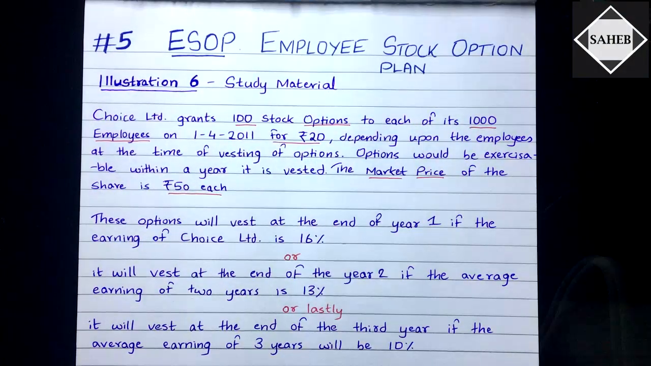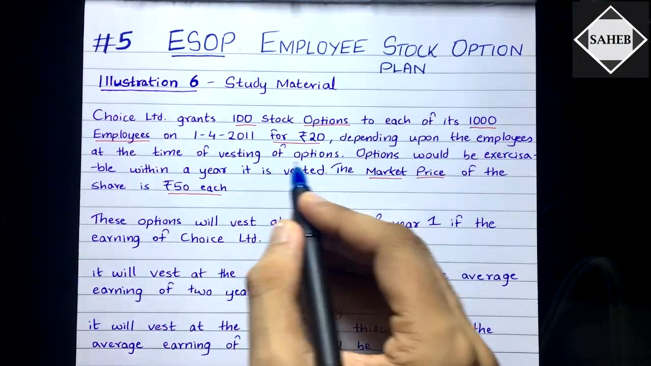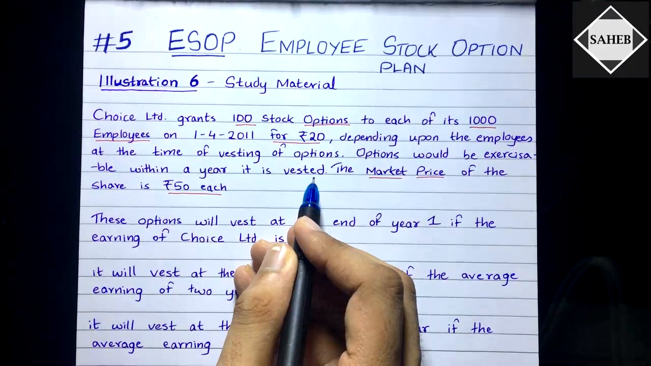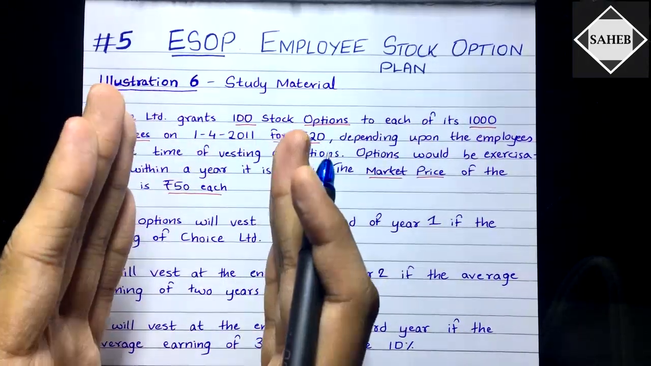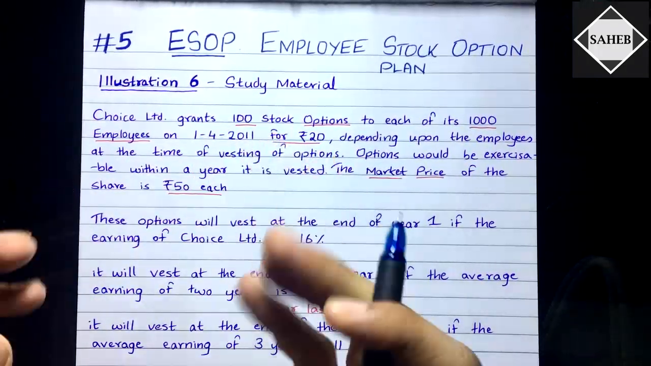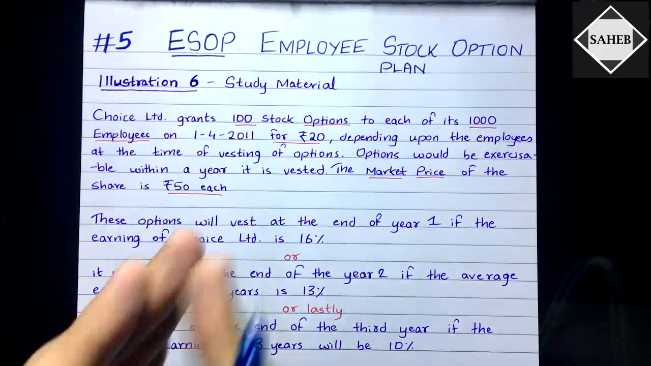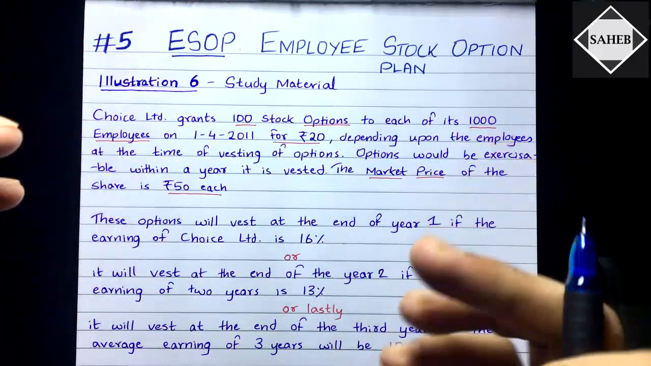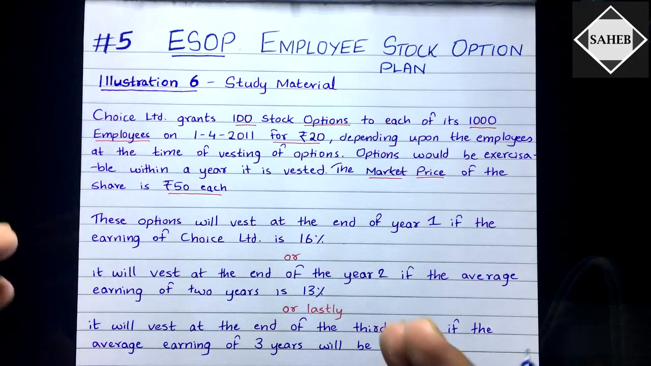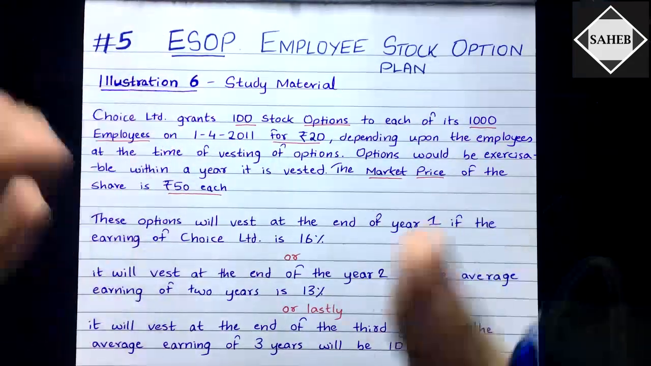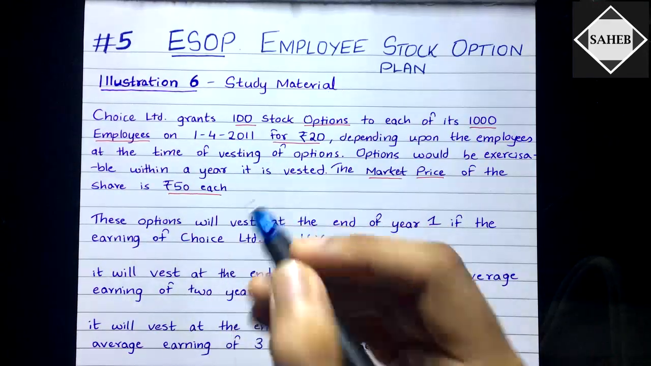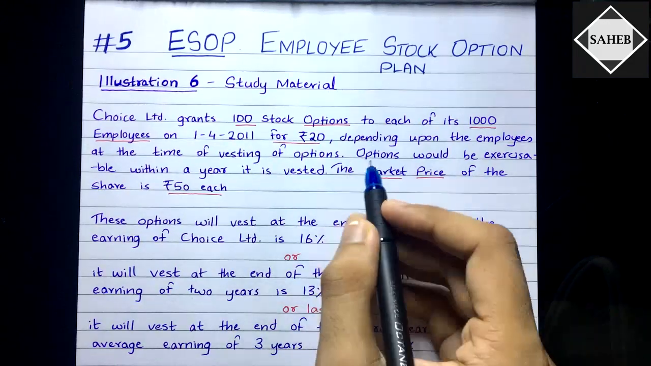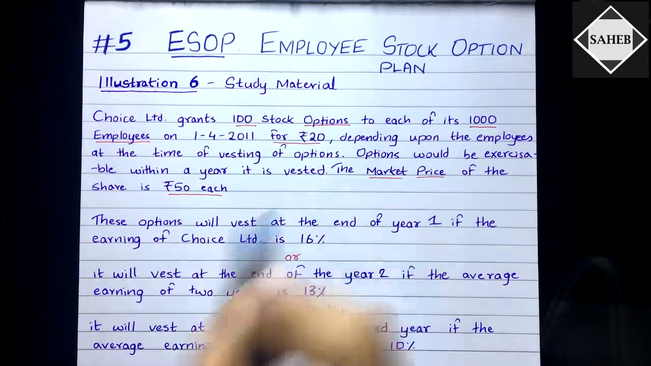Then they are saying, depending upon the employees, at the time of vesting, options would be exercisable within a year it is vested. What does it mean? It means that if you complete the vesting condition, the vesting period, and your options become eligible, then in the same year in which it becomes vested, in the same year you have to exercise the option, you have to buy the shares with those options. That's what they are saying. Whenever your options become eligible, in whichever year, in that same year you have to purchase the shares, right? You have to exercise the option and purchase the shares. That's what they are talking about in this sentence. Options would be exercisable within a year it is vested, right?